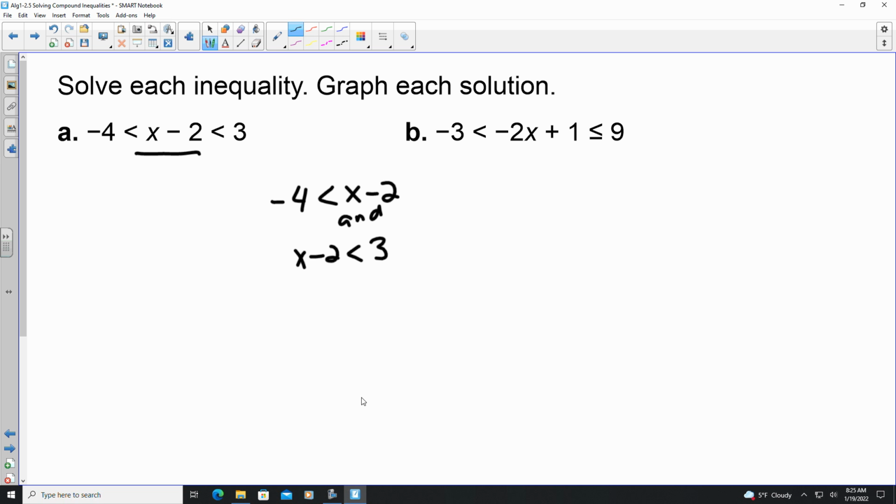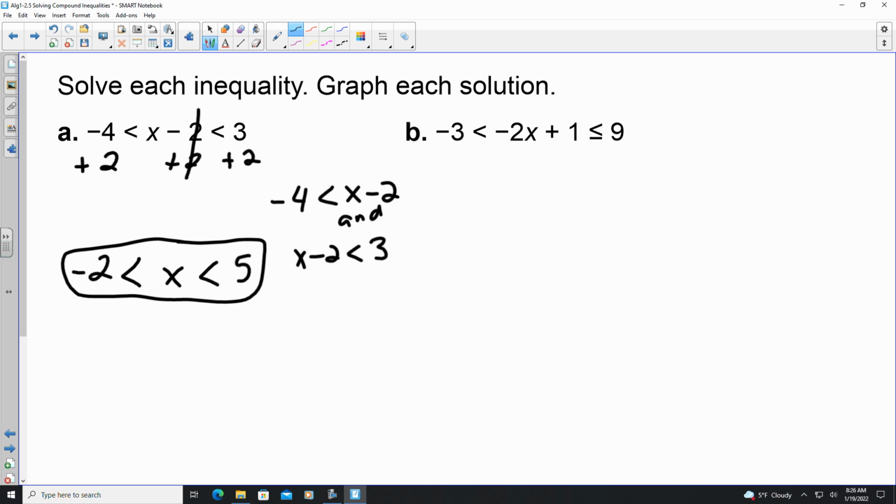So if you wanted to leave it in this condensed form, you're going to add 2 to get rid of this. But you're going to add 2 to this side, and you're going to add 2 to that side. So by canceling this, I'm left with x. I dropped down the inequality signs and kept them consistent because I didn't need to make any changes yet. 3 plus 2 is 5, and negative 4 plus 2 is negative 2. This is my solving the compound inequality, and it's an and statement because it's pointing towards the right side.